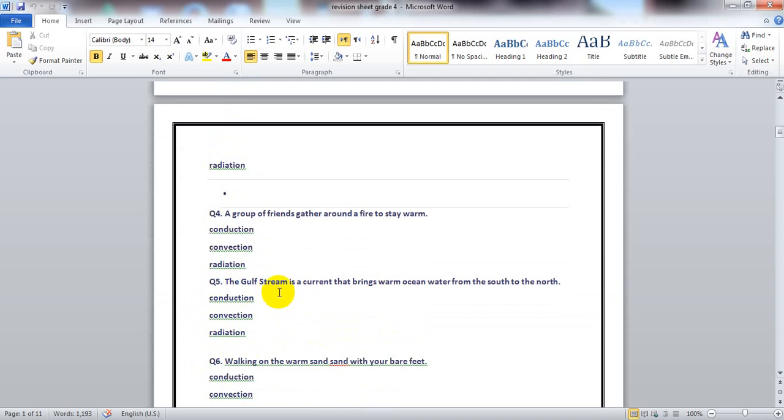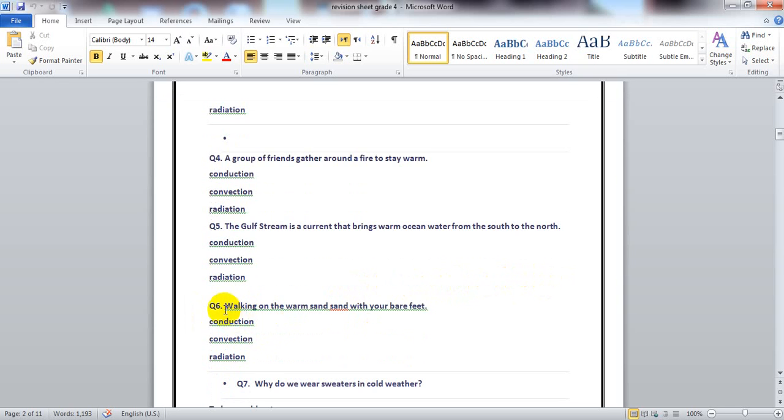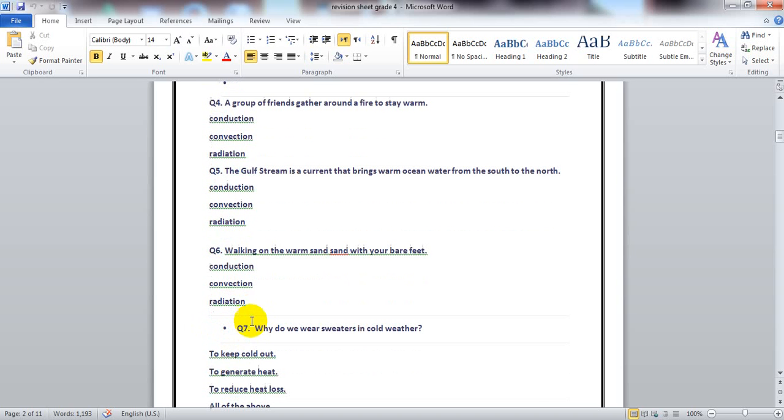The Gulf Stream is a current that brings warm ocean water from the south to the north. Of course, it's convection. Question number 6. Walking on the warm sand with your bare feet, it's conduction. Yes, because you touch the sand.